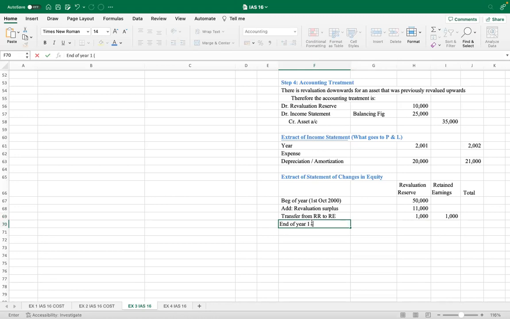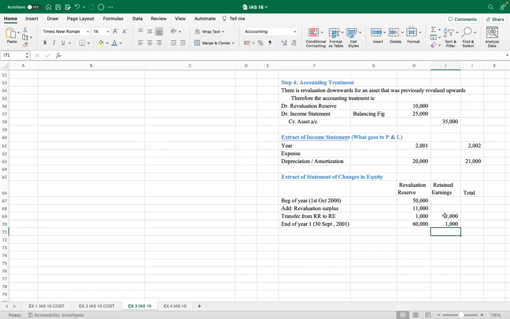End of year one is 30th September 2001. What is the balance in the revaluation reserve? 50,000 plus 11,000 minus 1,000, which was being transferred. Here, the retained earnings will be the 1,000. Of course, the total you can all get.